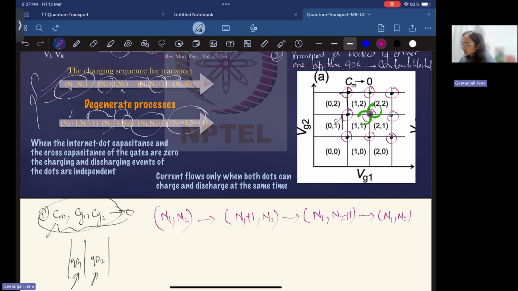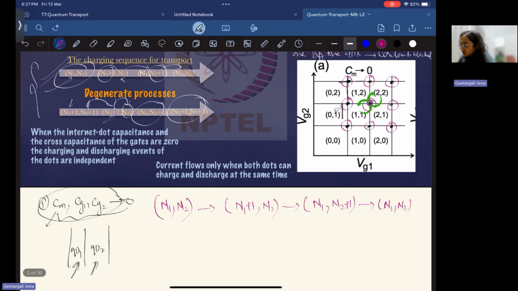So this only happens at the charge triple point, which is this. Because if you look at this shaded region, this is the region where the charge remains constant. The charge on quantum dot 2 or quantum dot 1 remains constant inside this shaded region. So that means there won't be any current flowing if we have a voltage VG1 and VG2 which lies in this region.